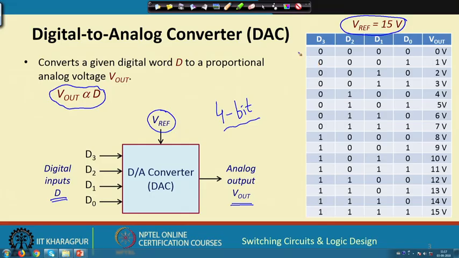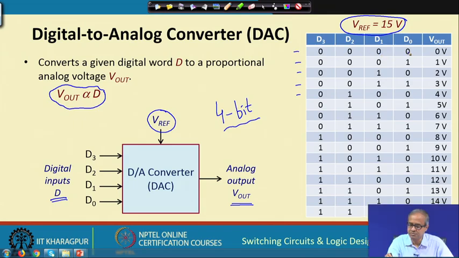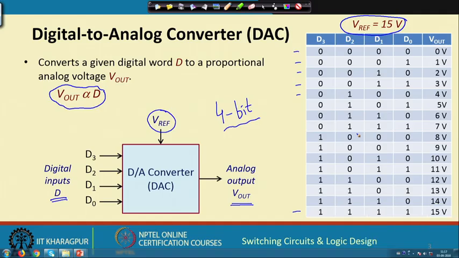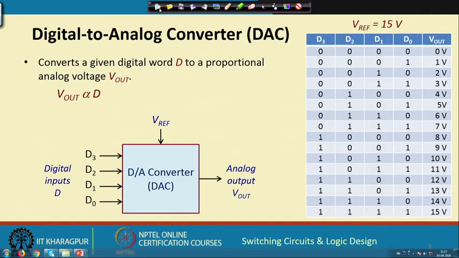You see these are the different input combinations I am showing in decimal value. 0000 means 0, 0001 means 1, 2, 3, 4 up to 15. So, this DA converter works in such a way that depending on the input value, Vout will be 0 volts up to 15 volts. The output voltage will be proportional to the value of the digital input. This is how a DA converter basically works.